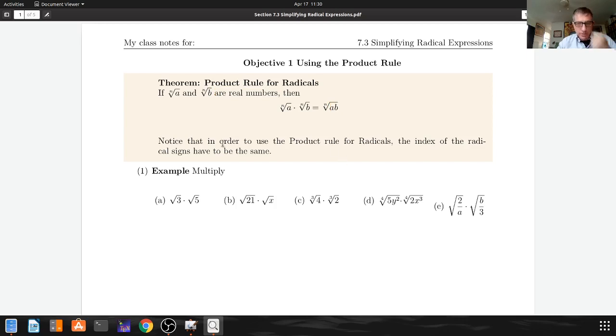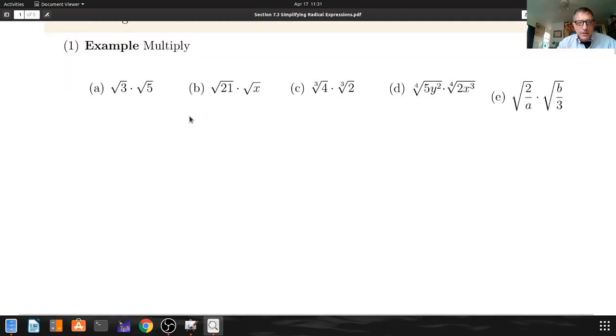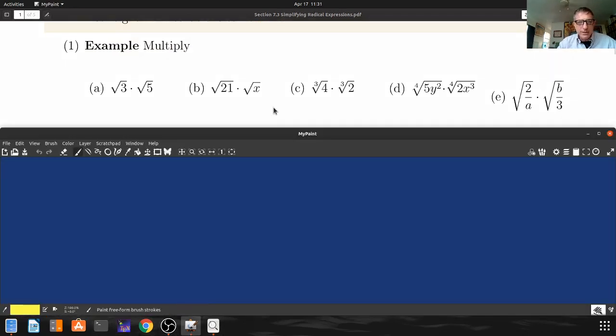So just a note, in order for you to use this rule, the index of the radical signs must be the same. In other words, that value in there and that value in there have to be the same value. Later on, next week, I believe, we will be looking at complex numbers. And this does not hold if the nth root of a number is a complex number. So just keep that in mind. You don't have to worry about it right now, but I'll remind you about it later on.